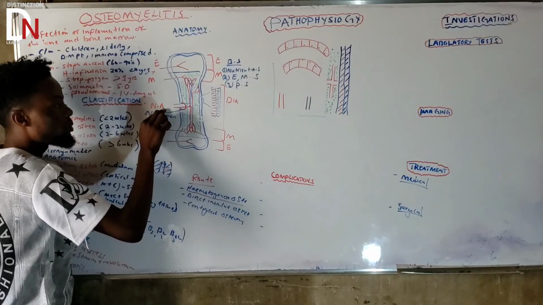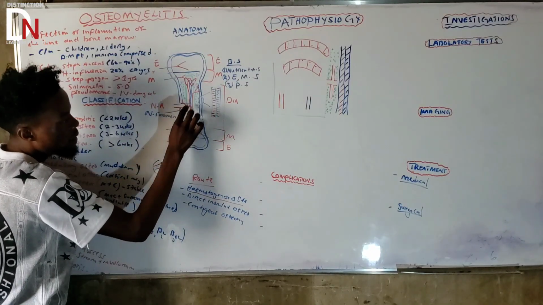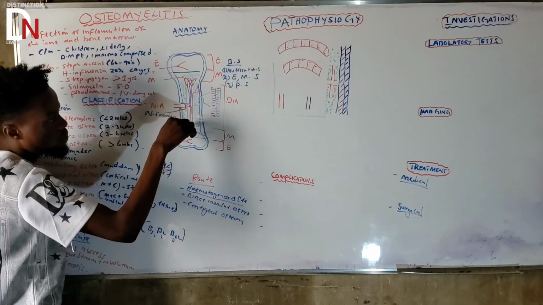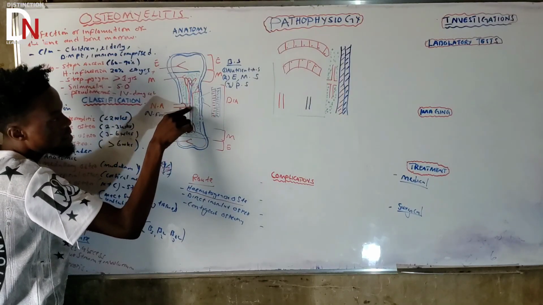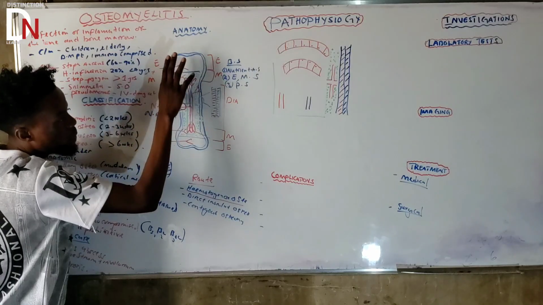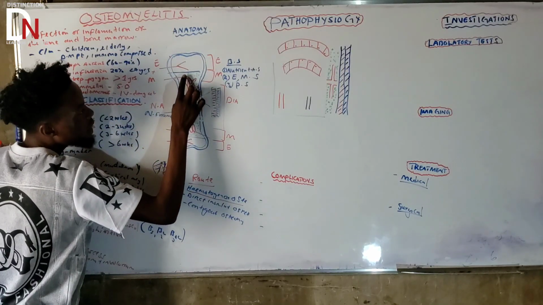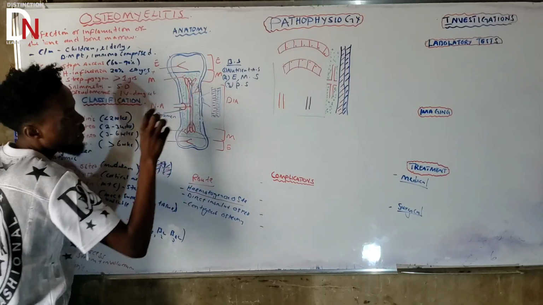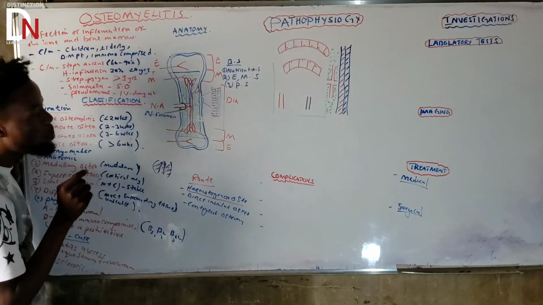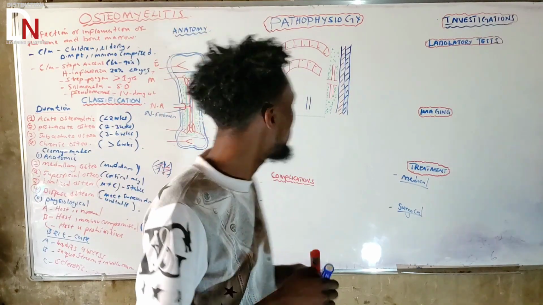This nutrient artery, the moment it enters into the medullary cavity, as you can see there, inside there is a cavity which we call the medullary cavity. The moment it enters there, it will give two important branches: the ascending branch and the descending branch. But the moment the ascending branch goes to the metaphyseal region, they are going to form a hairpin loop. Very, very important.